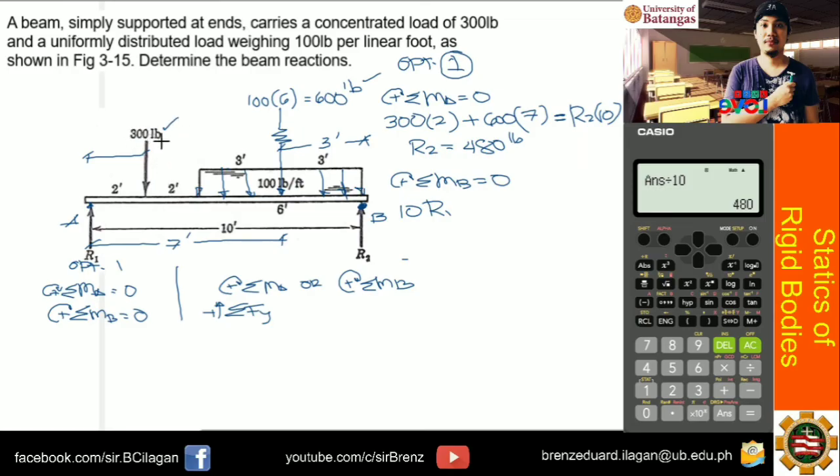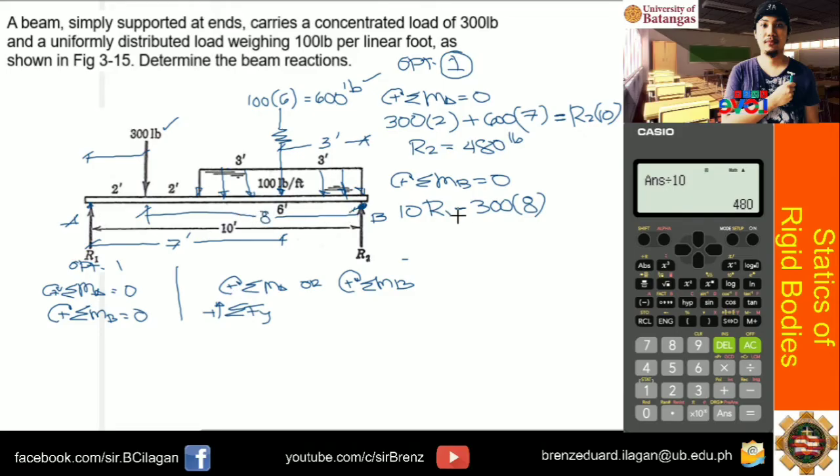Okay? So, 300 pound will produce a counterclockwise moment. Okay? So, minus 300 multiply by the distance of, so, gawin mo, 10 minus 2, so that will be 8. Nakita yung 10 minus 2? So, ito lang yung distance na yun, eh. Ayan, yung kinukuha natin. Perpendicular distance.